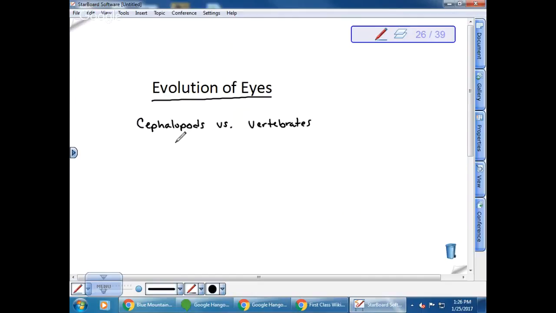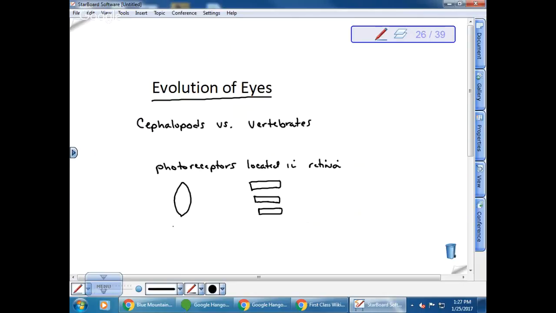Okay. So if we look at the characteristics of the eyes, we see that we have photoreceptors. And these photoreceptors are located in the retina. So I'll just draw a couple of photoreceptors. These are actually rods. We'll talk about the eyes when we get to vertebrates. So these are my photoreceptors, and they're in the back of the eye. In front of the retina, and this is not to scale, would be my lens. Right? And so light comes in, and what the lens does is it focuses the light onto the photoreceptors.